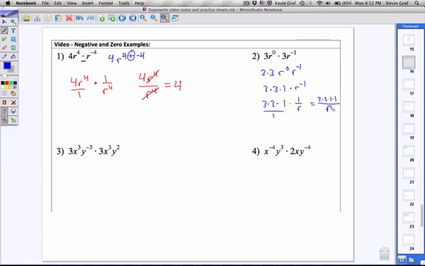And on the bottom, it leaves me with a 1 times r. 3 times 3 times 1 times 1 is just 9. And on the bottom, you've got r. Okay.